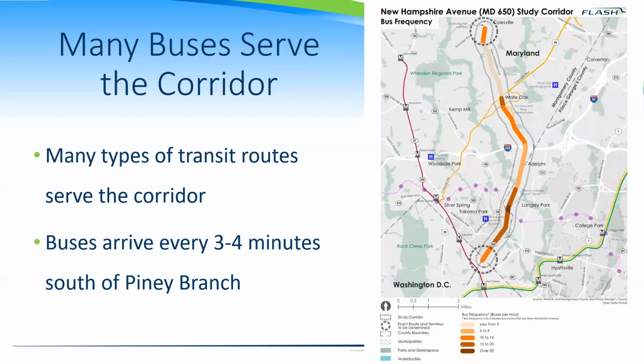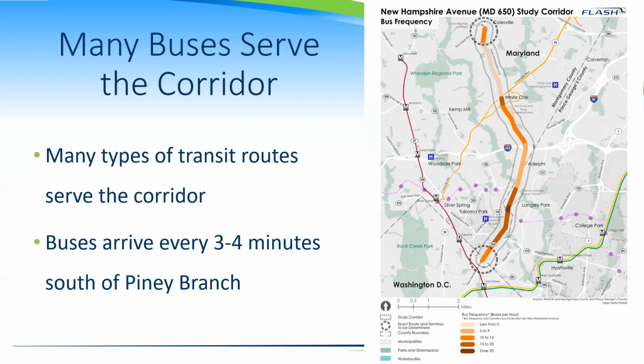There are many buses serving the corridor. There are many types of transit routes. There are transit routes that are linear, that literally go up and down the corridor, such as the K6, the K9, the C8 in the northern portion of the corridor, that are going through much of the corridor. There's also commuter and peak services such as the K9.